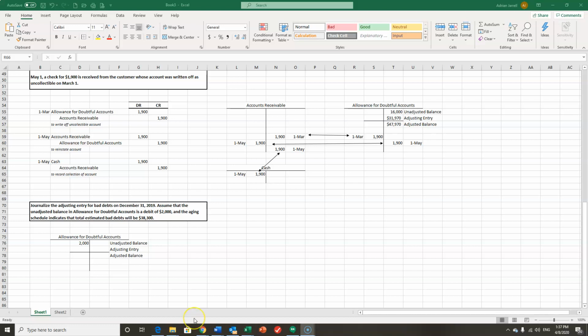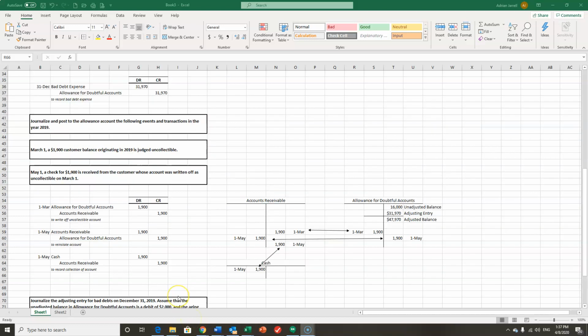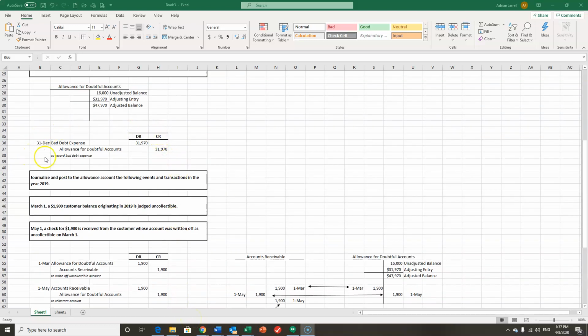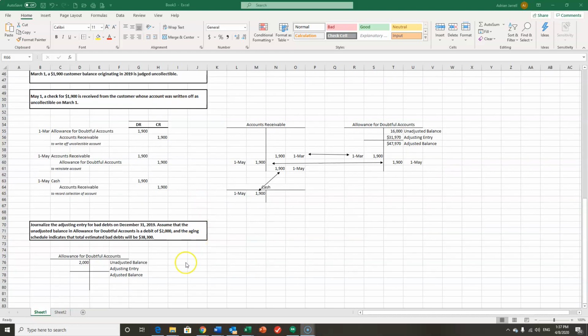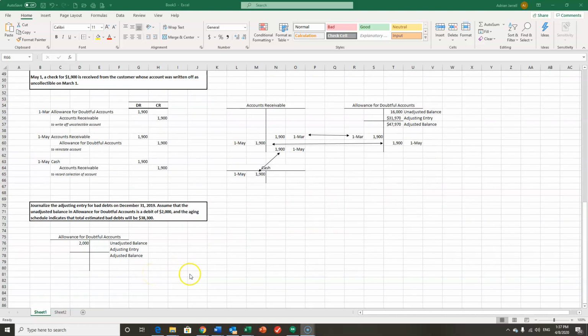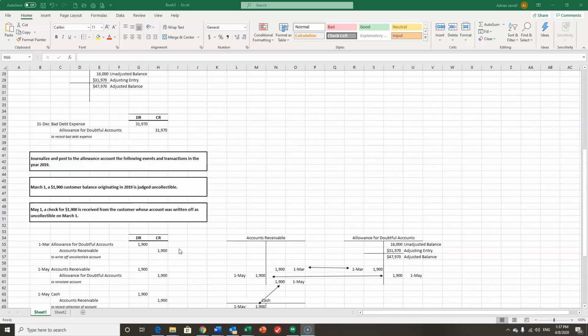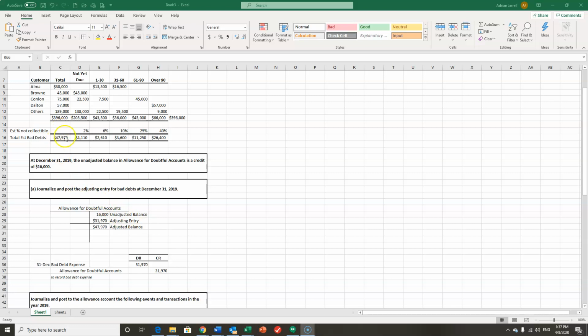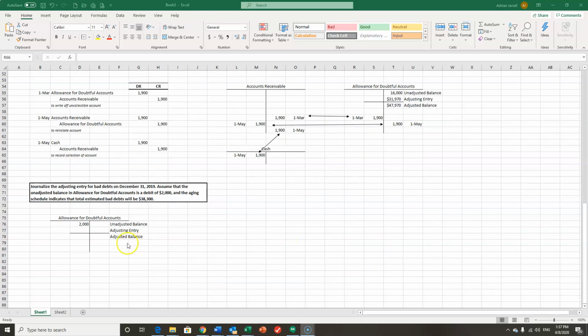The next part of the question asks us to journalize the adjusting entry, which was this entry up here. Journalize the adjusting entry for bad debt expense, assuming that the unadjusted balance in the allowance for doubtful accounts account is $2,000. There's my debit balance. And that the aging schedule estimates that total bad debts will be $38,300. Scrolling up, that would mean this number would turn out to be $38,300 in the aging schedule. So let's just plug that in.